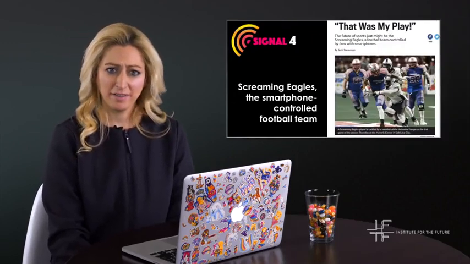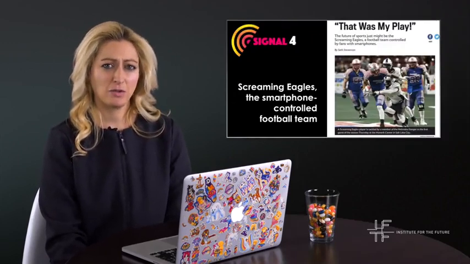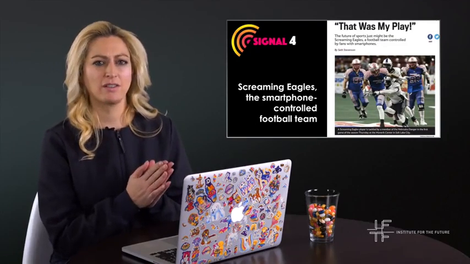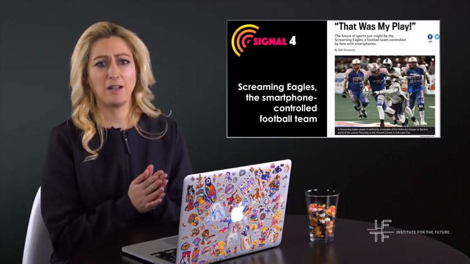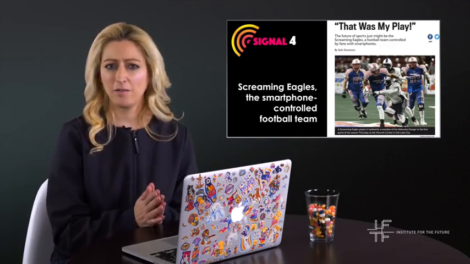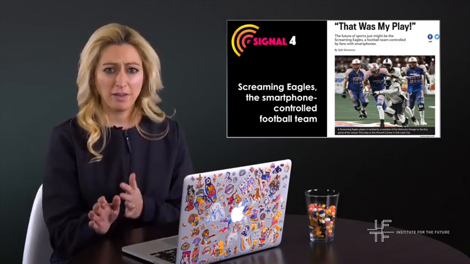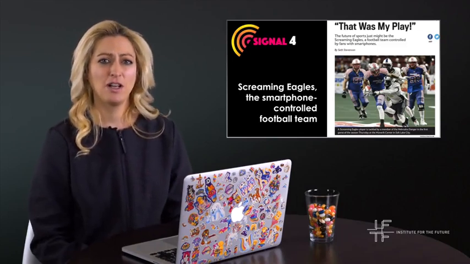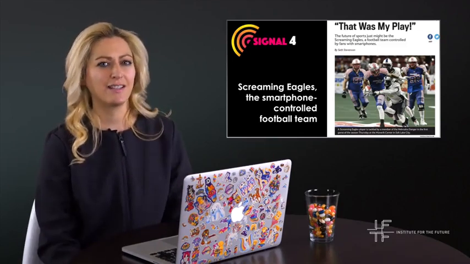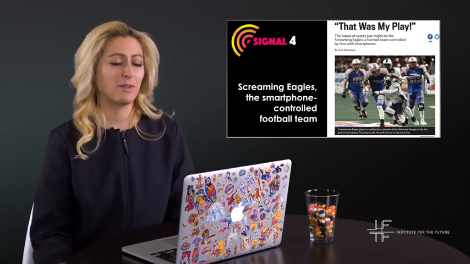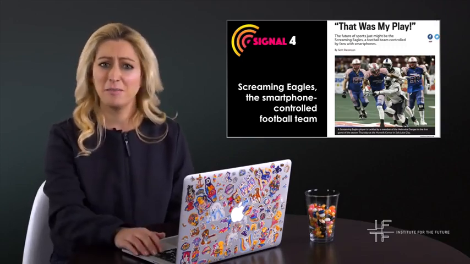Next signal. There is a new sports league called fan-controlled football, where fans of the team actually call the plays and decide which players will be put into each position. They use their smartphones to vote before the games and during the games in real time. So instead of a coach, you have all of the fans using their collective intelligence to decide what happens on the field. One of the teams that's really popular is called Screaming Eagles.